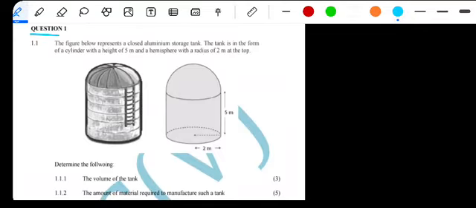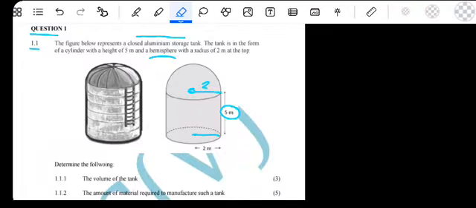This is level 3. We have given question 1.1, which says the figure below represents a closed aluminum storage tank. The tank is in the form of a cylinder with a height of 5 meters. This is the height there. And the hemisphere, this is a half hemisphere. As you can see, this is a hemisphere with a radius of 2. The radius we're given there is 2 meters.